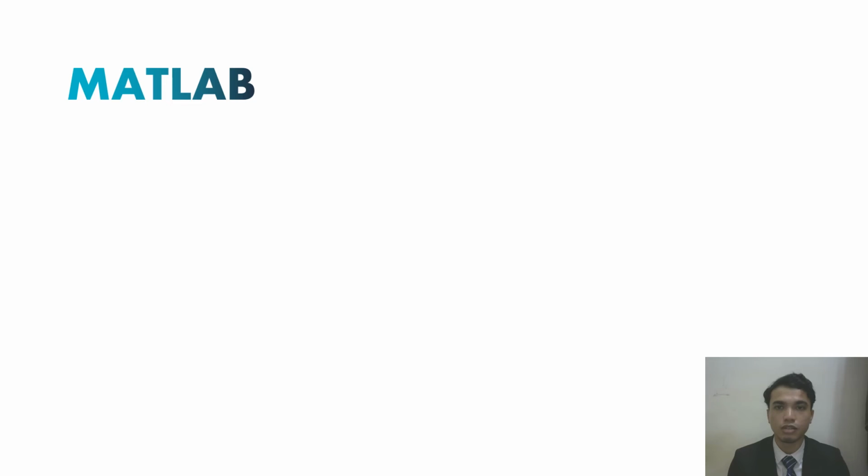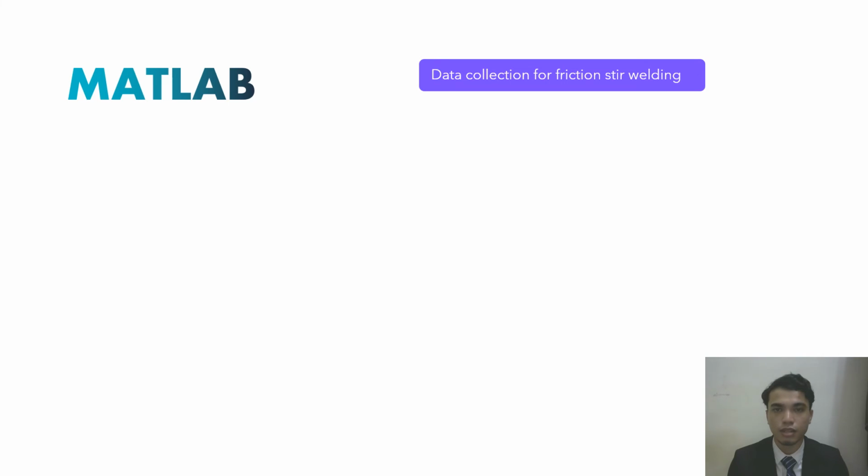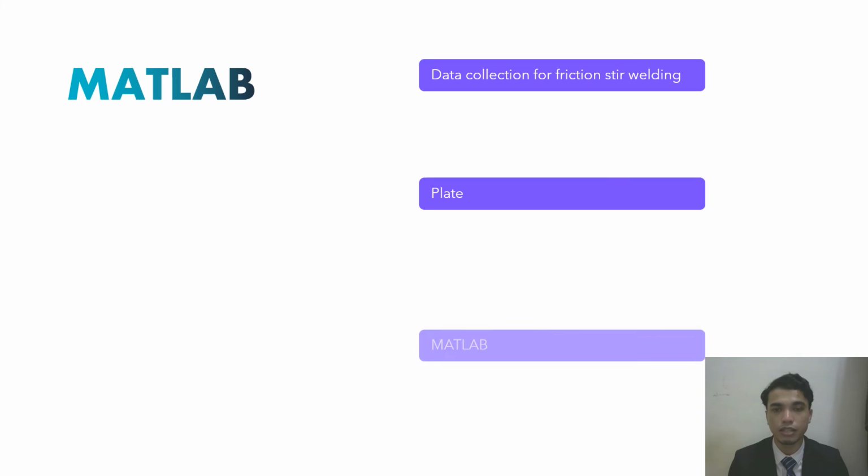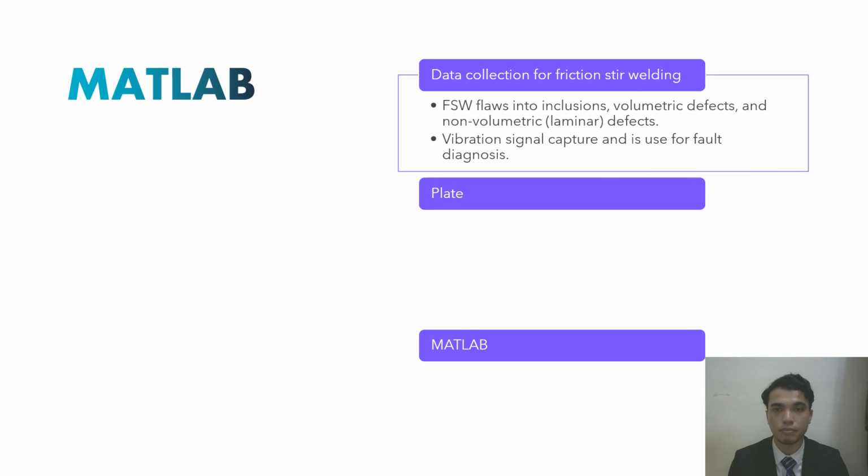Right here, I will talk about how MATLAB can be used to make a better friction stir welding. One point is data collection for friction stir welding. Next, we have plate, and lastly, the MATLAB. For data, the subpoint is friction stir welding flaws into inclusion, volumetric defect, and non-volumetric defect. Vibration is also captured and used for fault diagnosis.